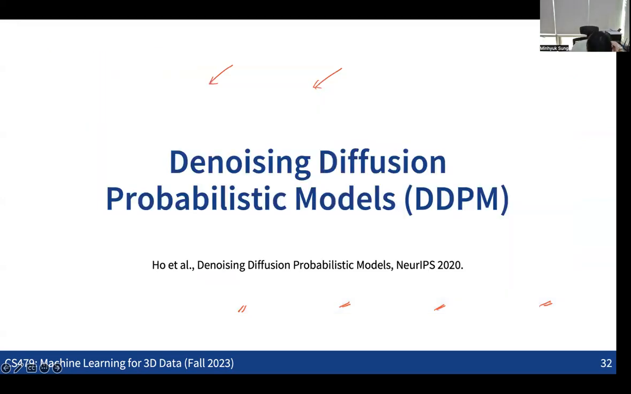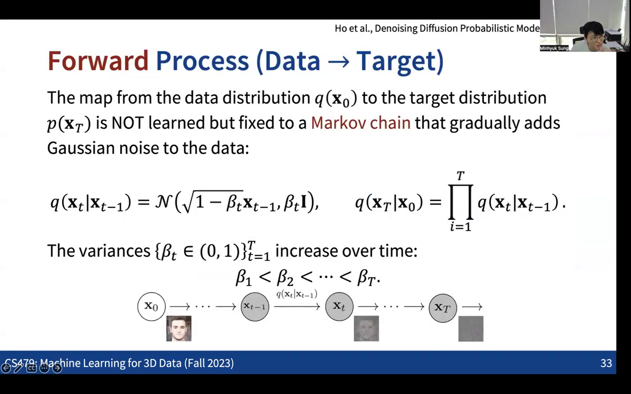So let's briefly see the basic idea of one specific diffusion model, which is called the denoising diffusion probabilistic models, which is the most famous diffusion model. So we're going to see this idea. Let's briefly see the basic idea here, and let's continue on Wednesday.